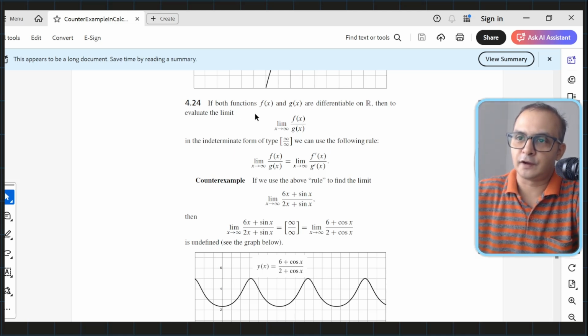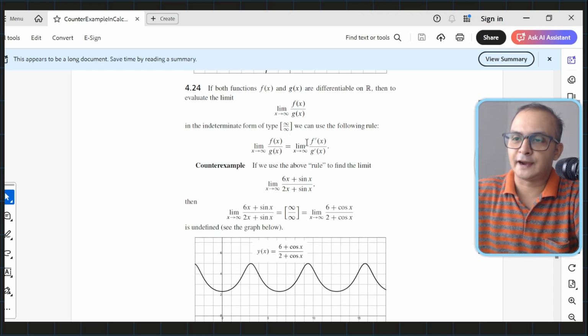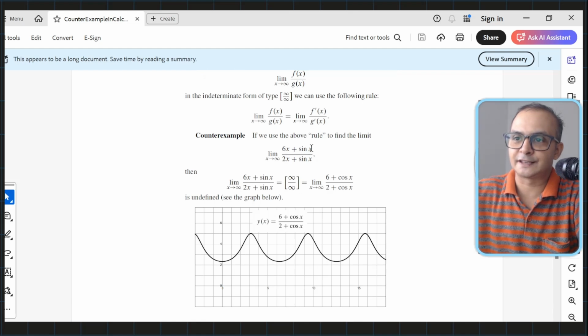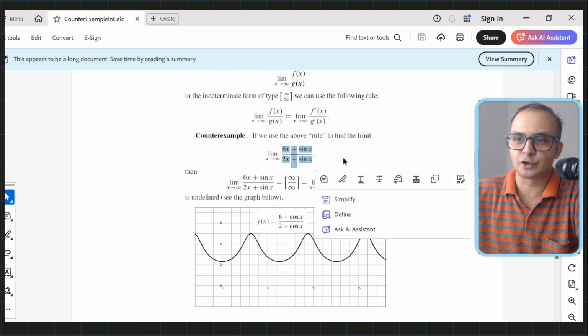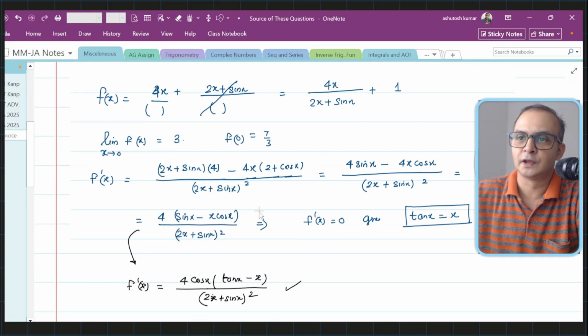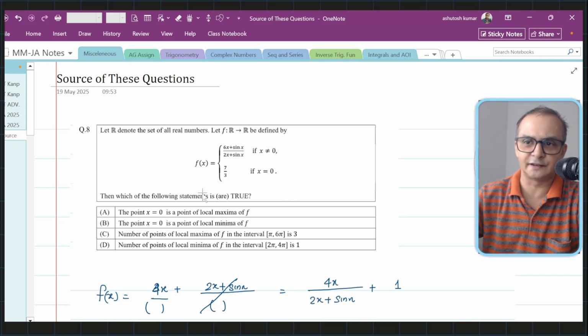If both functions f(x) and g(x) are differentiable on R, then evaluate the limit of this thing. And after that they are saying this is a counterexample. In the counterexample, they've given (6x plus sin x)/(2x plus sin x). The same function we had also, but not the limit and all, because our function in the question was the same function (6x plus sin x)/(2x plus sin x), but the function is different because it's defined at x equal to 0 and they're asking something different.